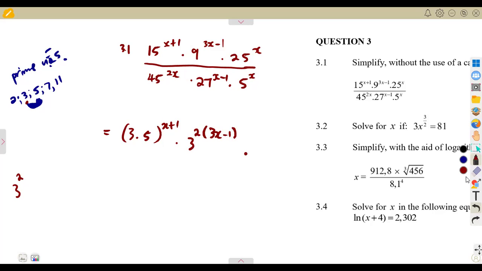And moving on to 25, the same thing. 25 is not a prime number. So as prime numbers, that is 5 times 5. So 25 is the same as 5 times 5, which is 5 to the exponent of 2x.